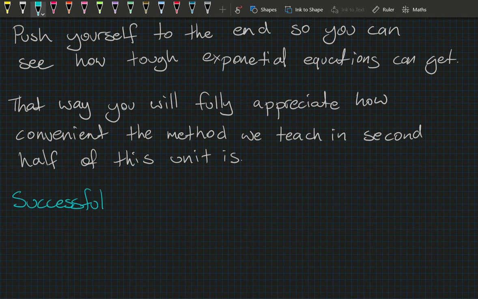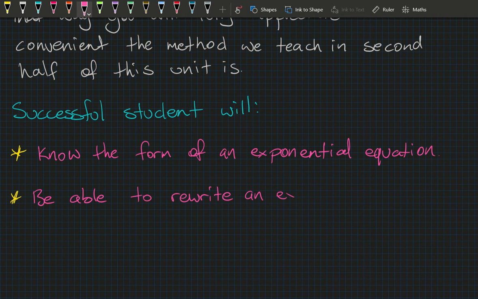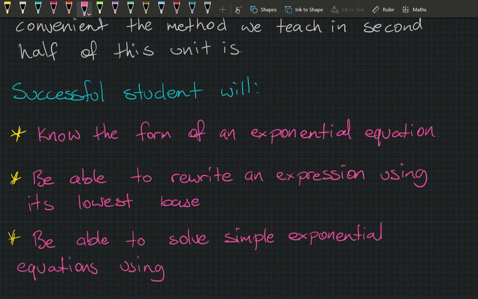Alright, so a successful student will know the form of an exponential equation, be able to rewrite an expression using its lowest base, and be able to solve simple exponential equations using a common base.